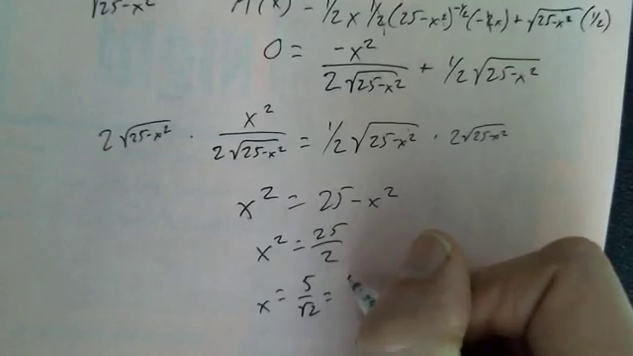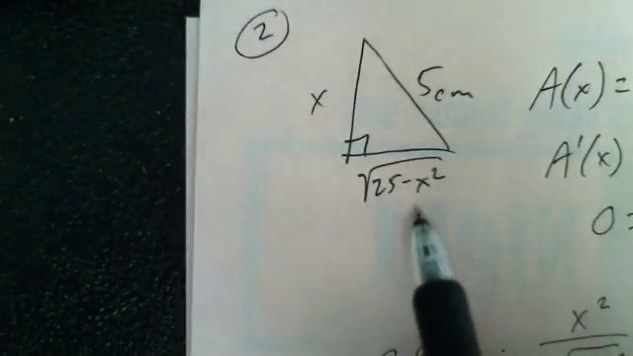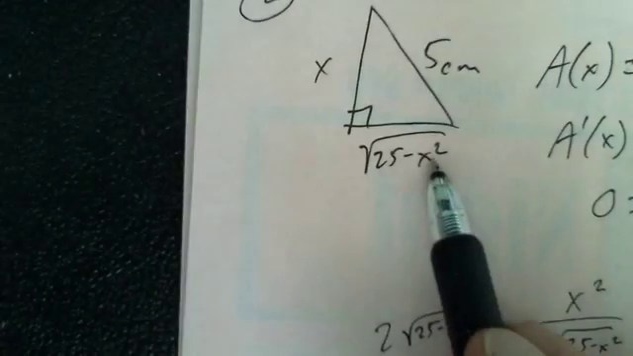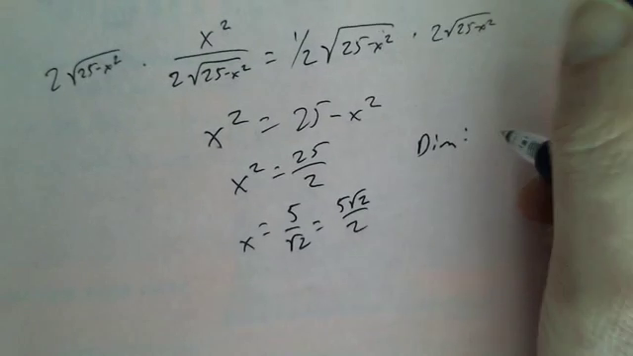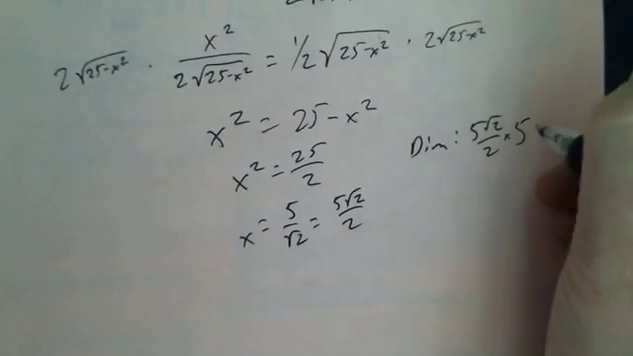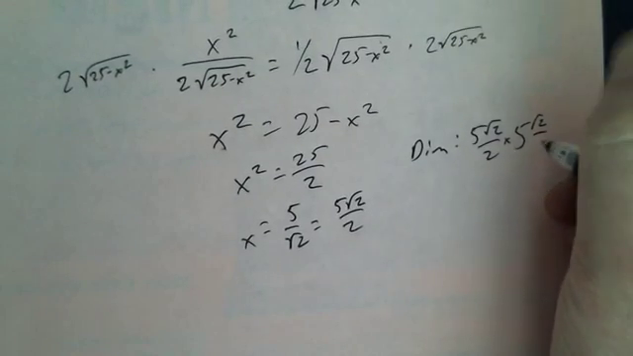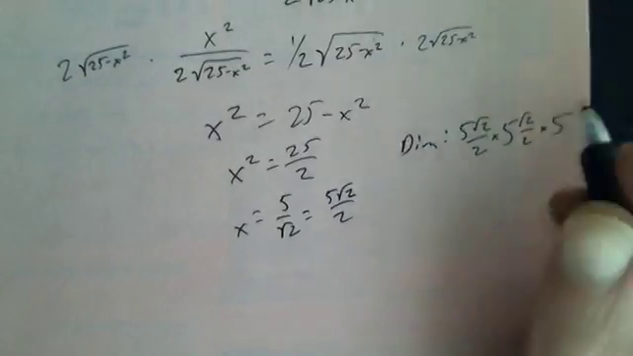which is the same as 5 radical 2 over 2. Yep, makes a good 45, 45, 90. And if we were to square this and subtract from 25, we'd get the exact same thing as we had. So our dimensions are 5 radical 2 over 2 by 5 radical 2 over 2 by 5. Or I could have drawn a picture.